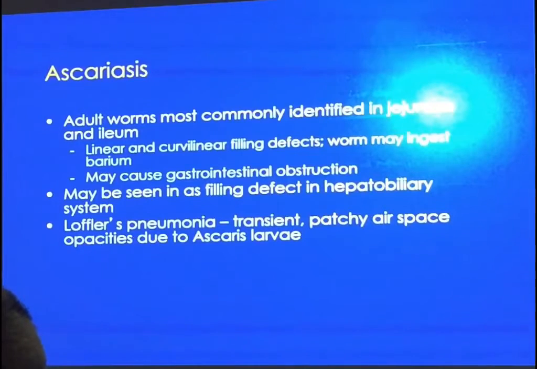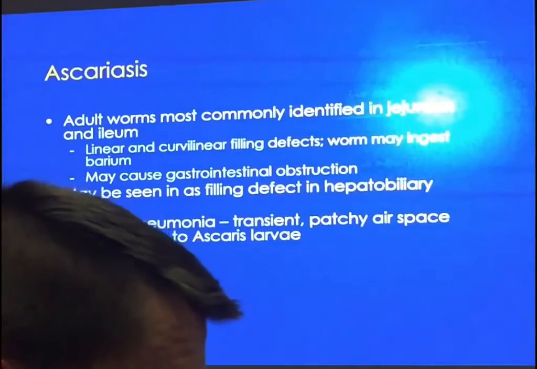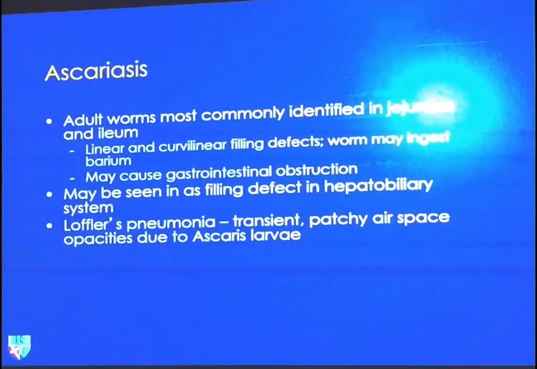Well, so adult worms are commonly found in the jejunum and the ileum. These can appear as linear or curvilinear filling defects on a small bowel follow-through. For a small bowel follow-through, you have a patient drink a positive contrast agent, which appears white on X-rays. The worm acts like a filling defect and looks like an area which is relatively low in density. Occasionally, the worms will also drink the contrast, and now you're doing a small bowel follow-through of the worm while doing a small bowel follow-through of the patient, which is kind of interesting.